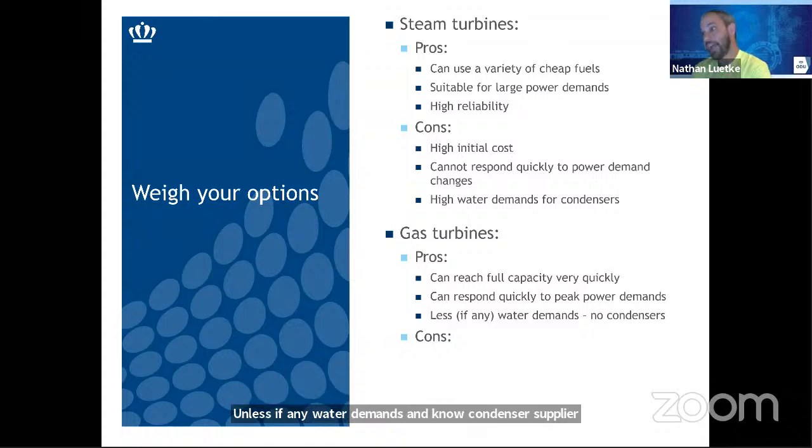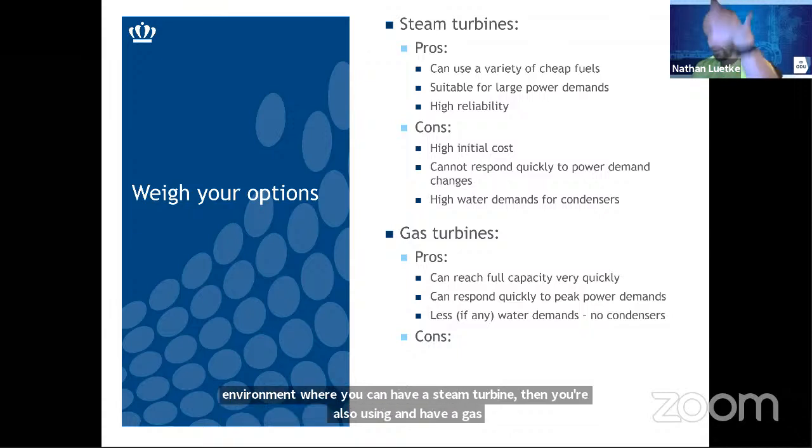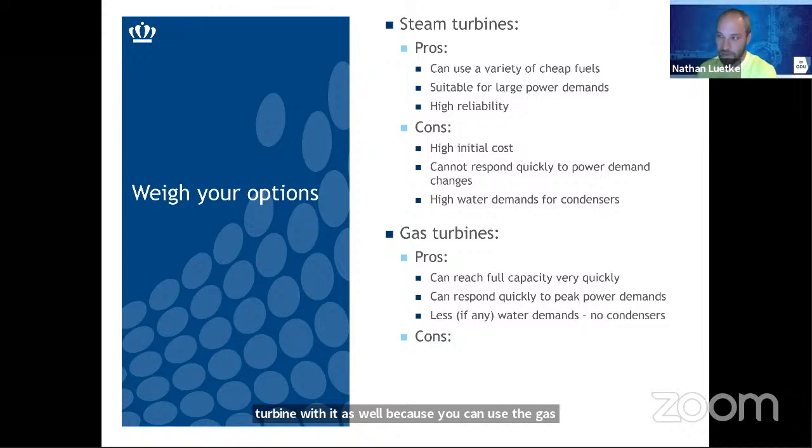Now, what actually happens usually is you have a combination of steam and gas turbines. If you have an environment where you can have a steam turbine, then you're also usually going to have a gas turbine with it as well, because you can use the gas turbine to handle those peaks that the steam power plant couldn't. But again, we won't get into that right now.